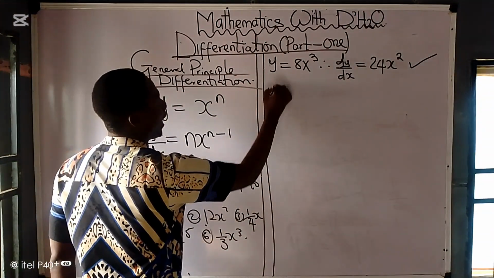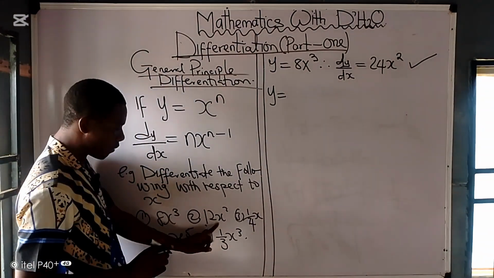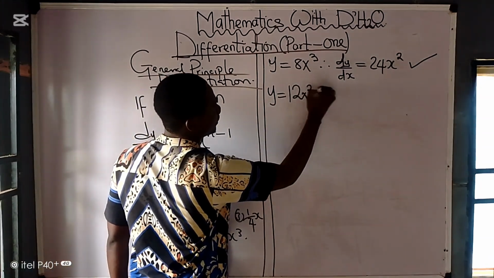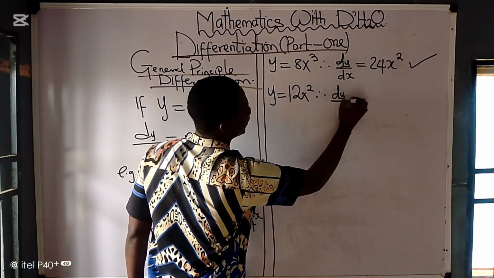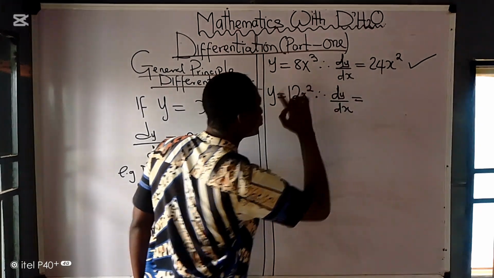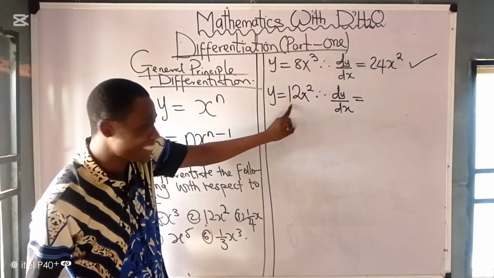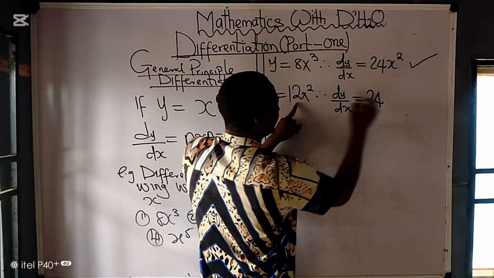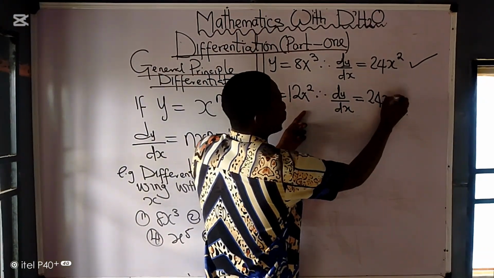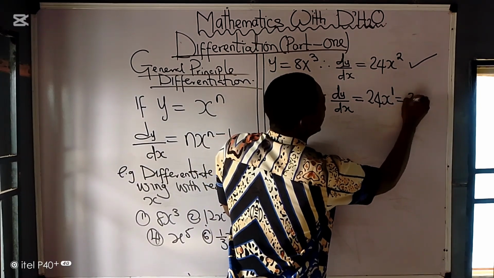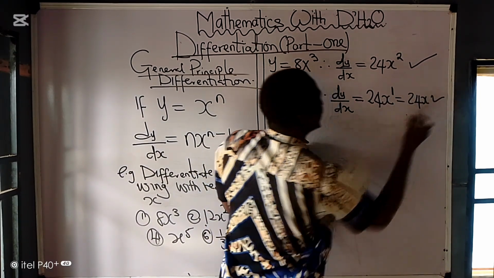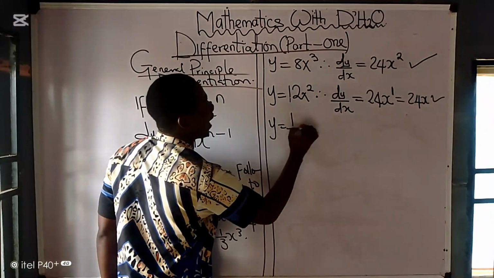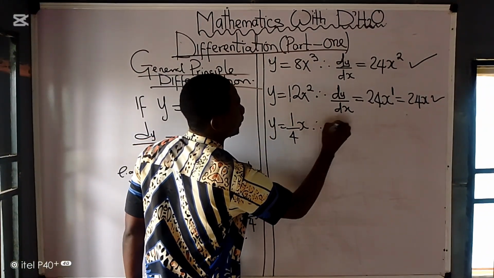Number 2, if I have y equals, watch this, 12x squared. If I have 12x squared, my dy over dx, watch the way I want to do it. I'm going to use this 2 to multiply this guy, and that will give us 2 times 12, 24. The power of x here is 2, I'll remove 1. Now 24x raised to the power 1, the same thing as 24x. That's the answer.